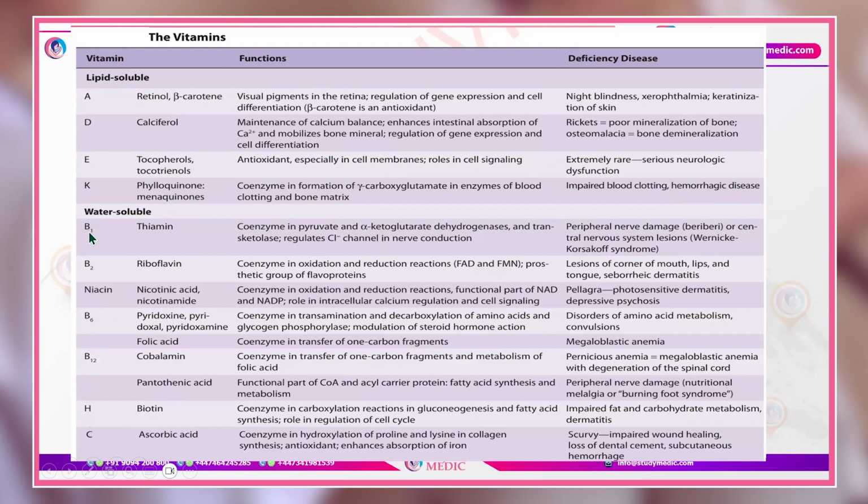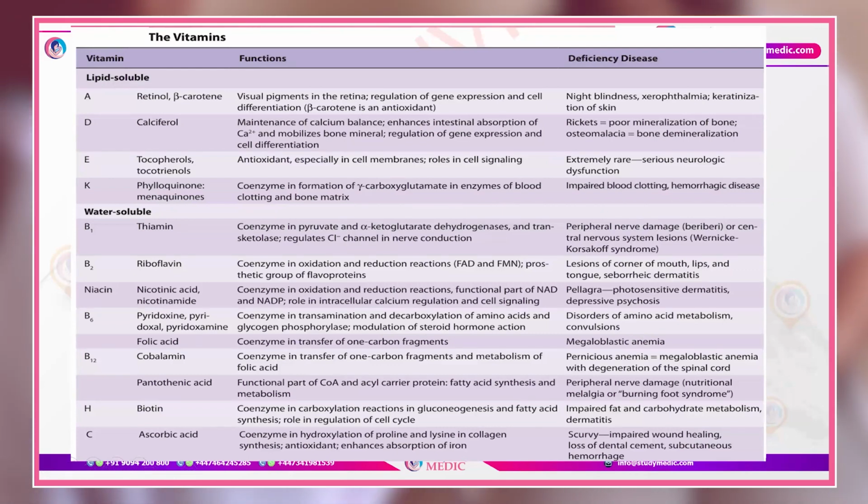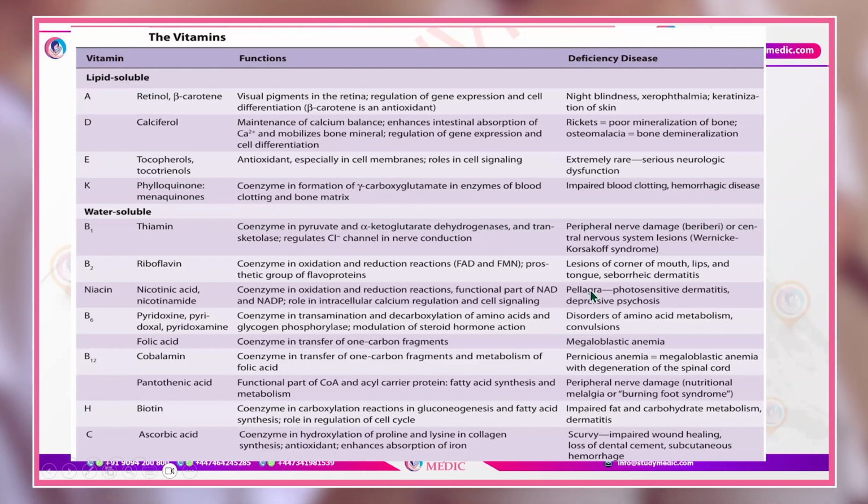Thiamine, B1, deficiency will cause beriberi, Wernicke-Korsakoff syndrome. Vitamin B2, riboflavin, deficiency will lead to lesions around the mouth, lips, and tongue, seborrheic dermatitis. Niacin deficiency will lead to pellagra. Vitamin B6, which is pyridoxine, pyridoxal, pyridoxamine, will lead to pellagra-like situations. So B6 and B3 can both come up with pellagra situations because B6 is required for B3 formation.